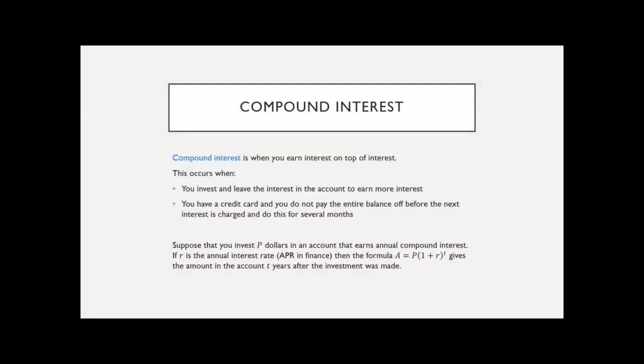So compound interest is when you earn interest on top of interest. So basically, if you invest money, your interest gets put into the account, and you're not removing more money or putting in more money. You're just letting it sit there, and then you get interest the next month, and so it's interest on the original plus the interest that you earned. And so you just keep earning interest on top of what your previous interest was.